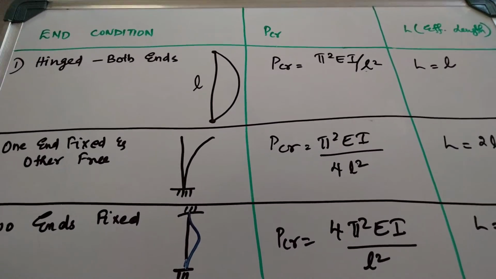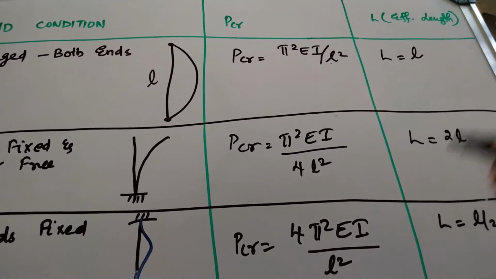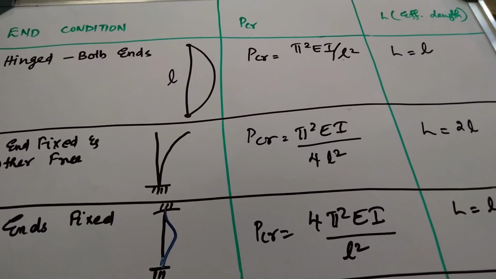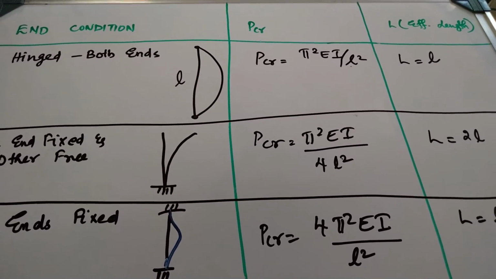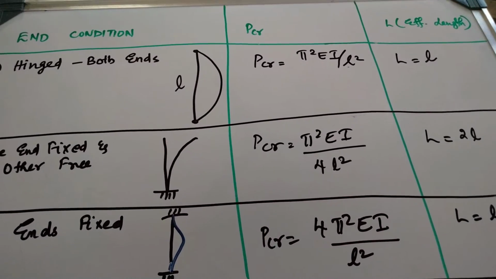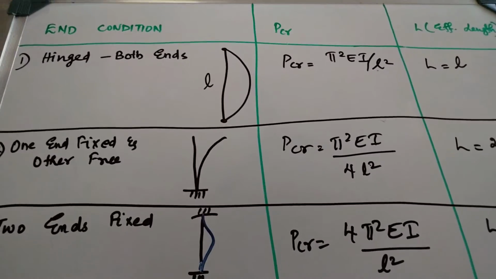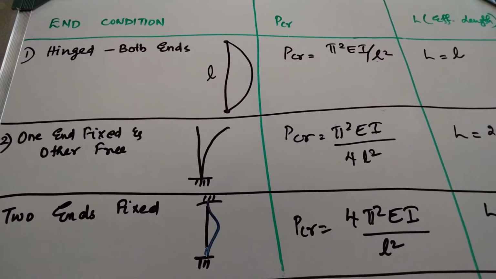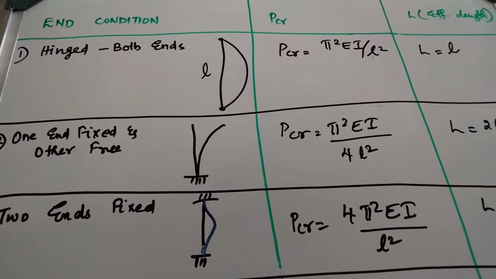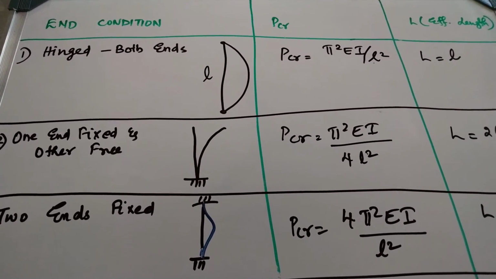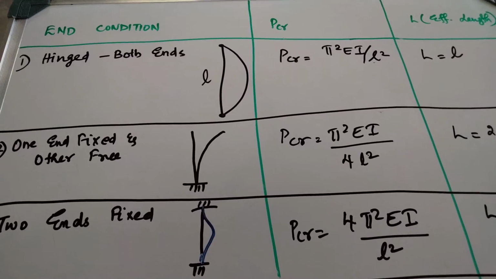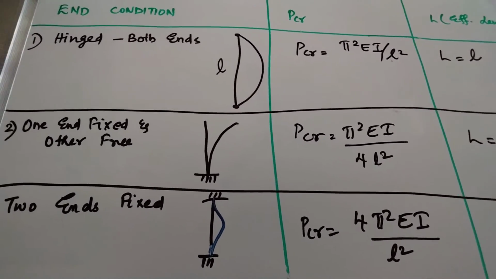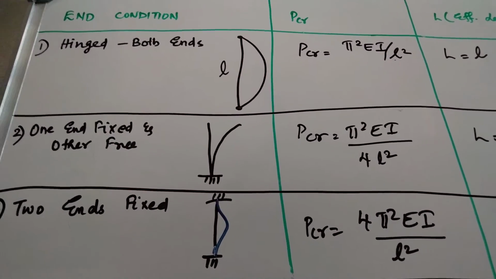The slenderness ratio is the ratio of the effective length to the radius of gyration, Le by K. That is the slenderness ratio. Now there are certain limitations for Euler's theorem. Till now we were seeing Euler's formula for the crippling load and buckling load. Euler's theorem is applicable only for long columns. It is not applicable for short and intermediate columns, and also it is not applicable for eccentric loading. It is applicable only for axial loading.